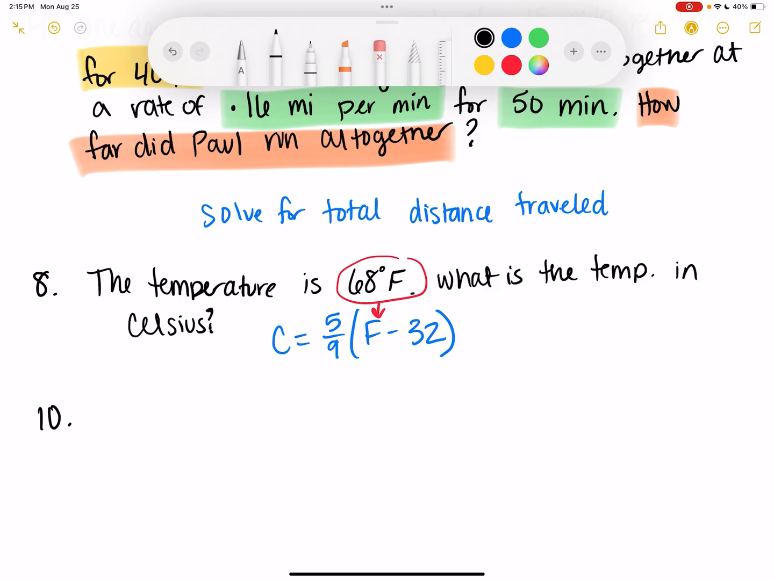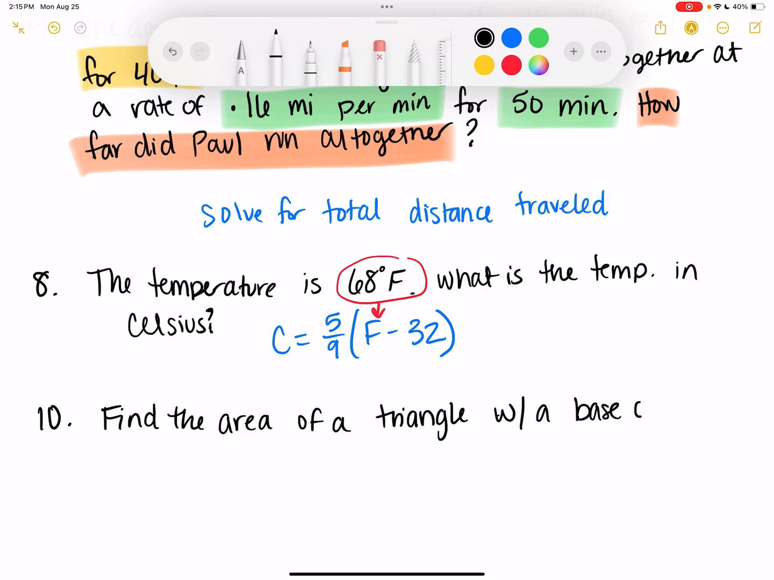All right, number 10. Find the area of a triangle with a base of 25 feet and a height of 8 feet.